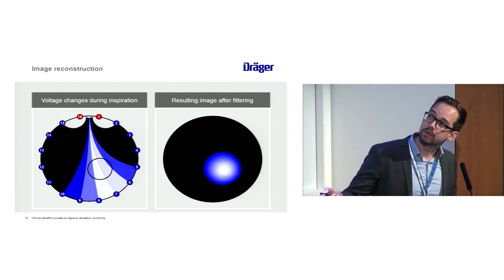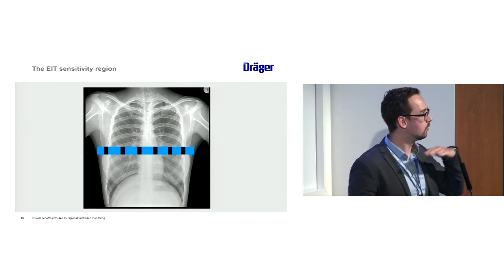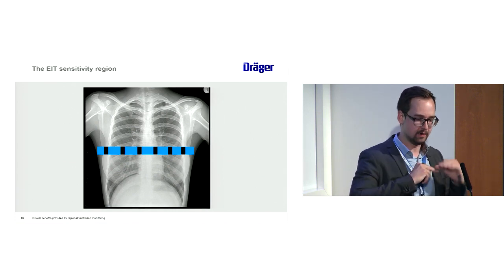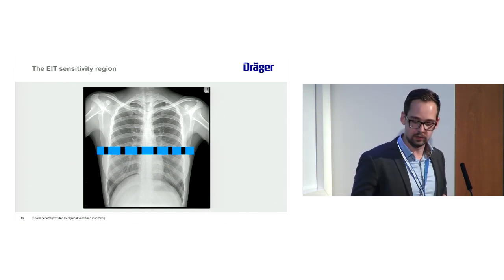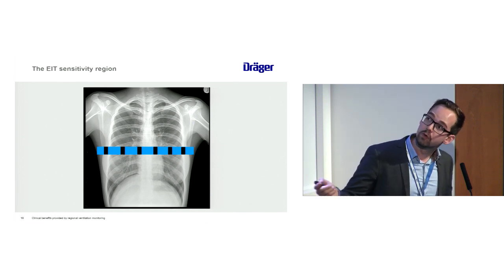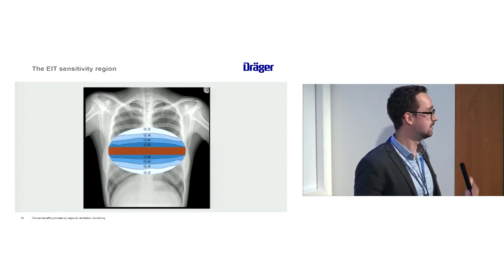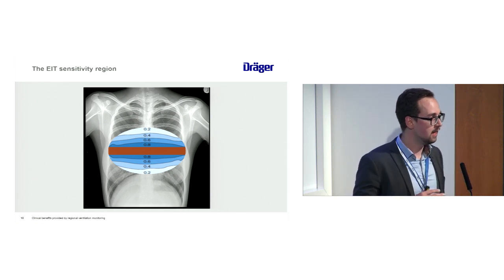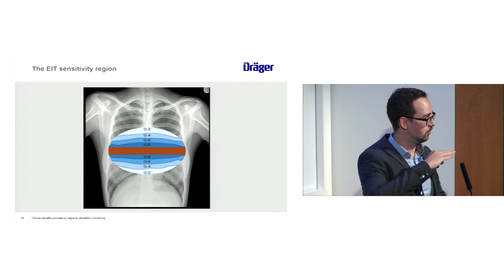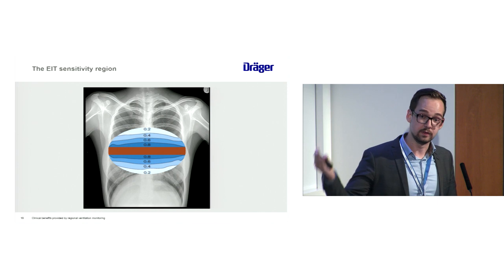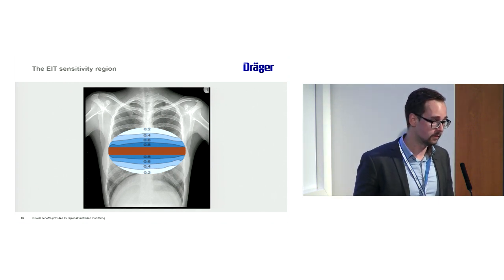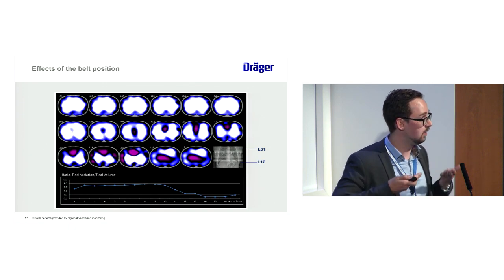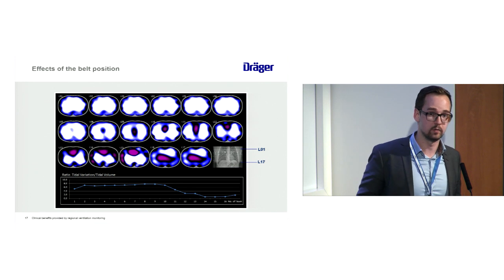What we can also see is, if we place a belt around the patient's chest, we're not looking at a single slice. It's quite unlike a CT scan, where we look at a very thin slice. We're much rather looking at a 3D volume, the so-called EIT sensitivity region. This region covers roughly 1/3 of the entire lung volume. And we take all this information and project it onto a 2D image to show these images that you've seen before. Also keep in mind that the belt position, depending on where I place the belt, will have an effect on the images and the information that we can gather.